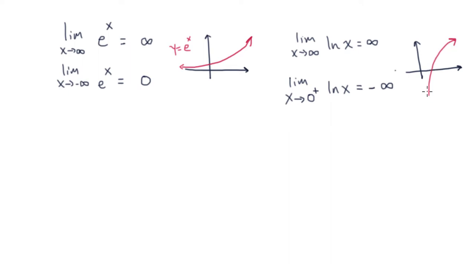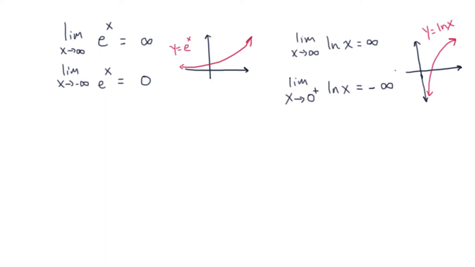So this is what log x looks like. And you see, as x approaches 0 from the right, the function is dive bombing to negative infinity. So there is a vertical asymptote at x equals 0. And then as x goes to infinity, we're just shooting off to infinity.